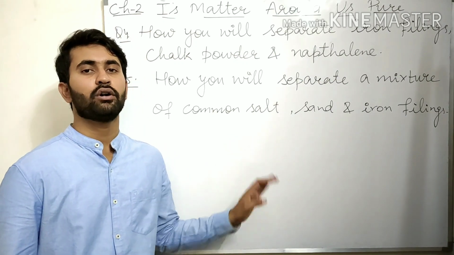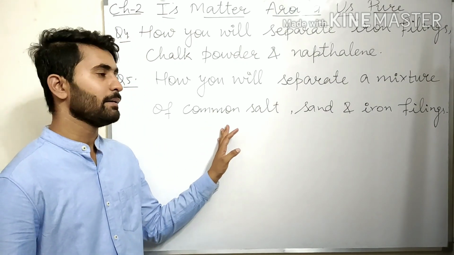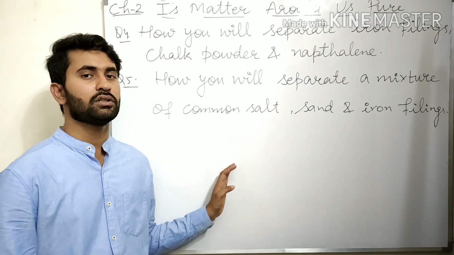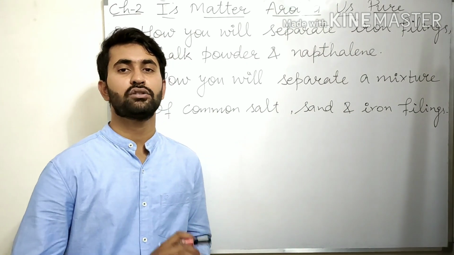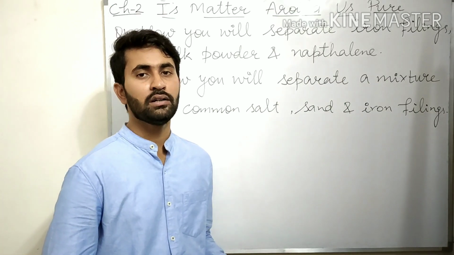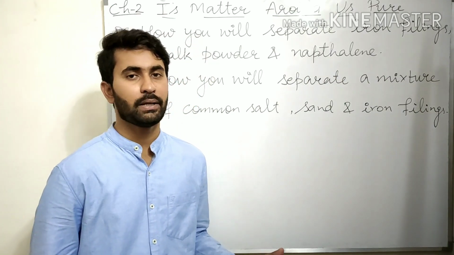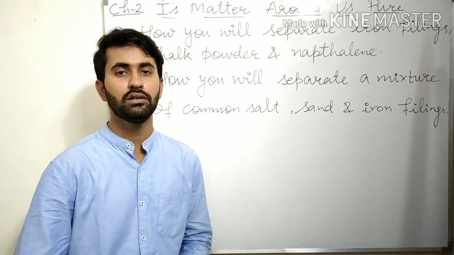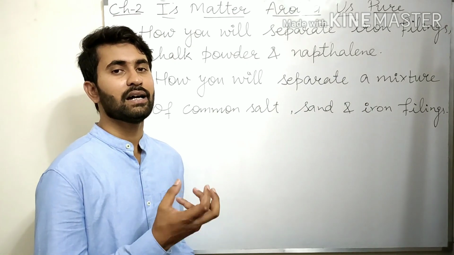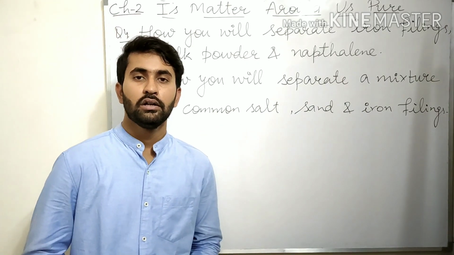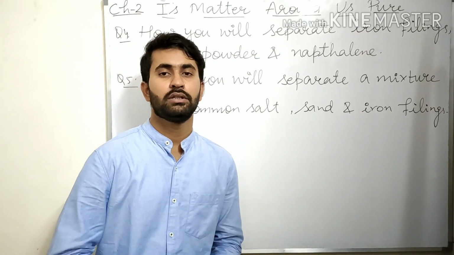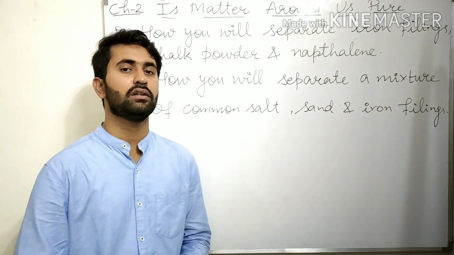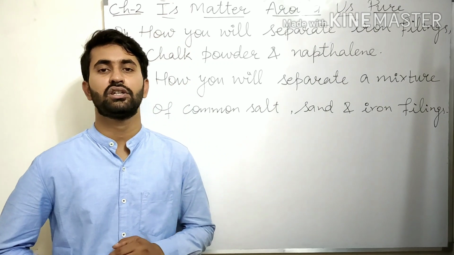We will add some water to the mixture, and the common salt will get dissolved in the water. Then we will filter the mixture. The sand, being a solid insoluble in water, will remain on the filter paper, whereas the common salt dissolves in water and passes through the filter paper, and we will get a solution of common salt. We can obtain the solid common salt from the solution either by the process of evaporation or by using the crystallization method.